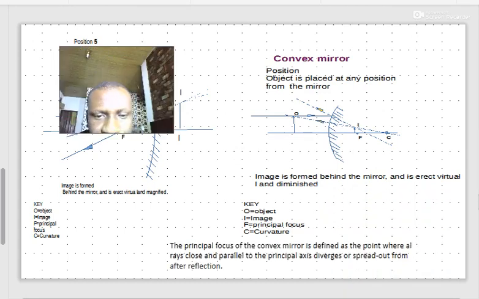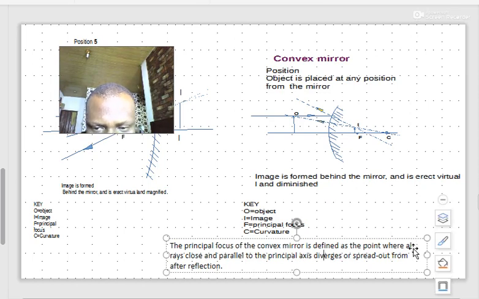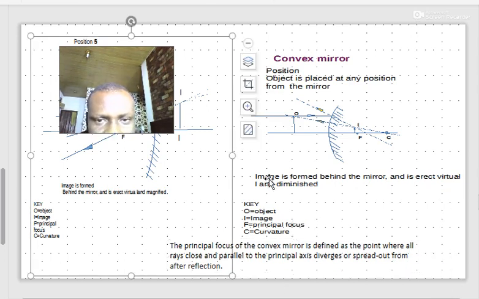So there we are. The principal focus of a convex mirror is defined as the point where all rays close and parallel to the principal axis diverge or spread out from after reflection. We must bear that in mind. All rays tend to diverge from this point after reflection. So that is for the convex mirror.